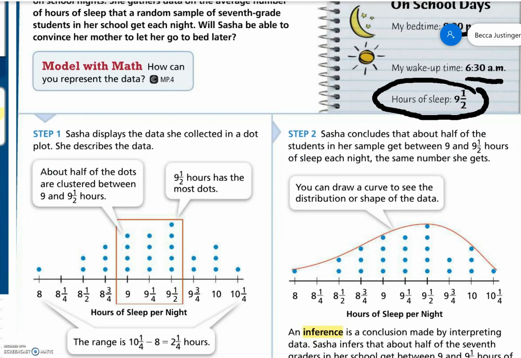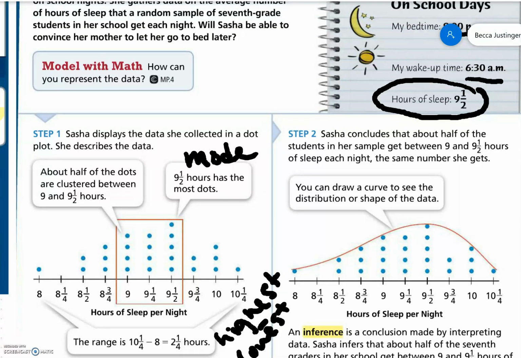She describes the data. About half of the dots are clustered between 9 and 9.5 hours. 9.5 hours has the most dots. So with this most dots, that's called the mode. The range is 10.25 minus 8, which is 2.25 hours. Remember, range is the highest minus the lowest.